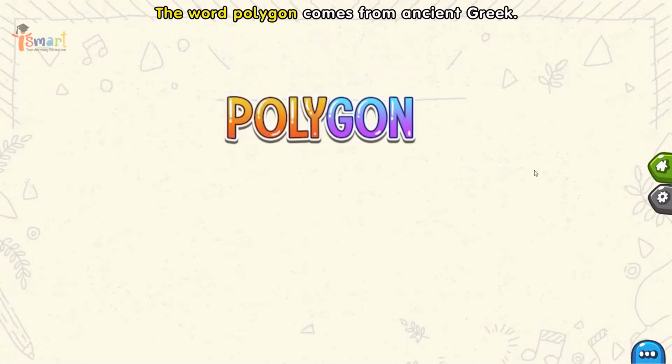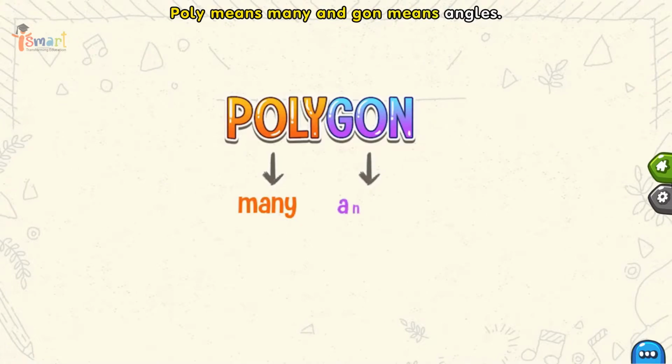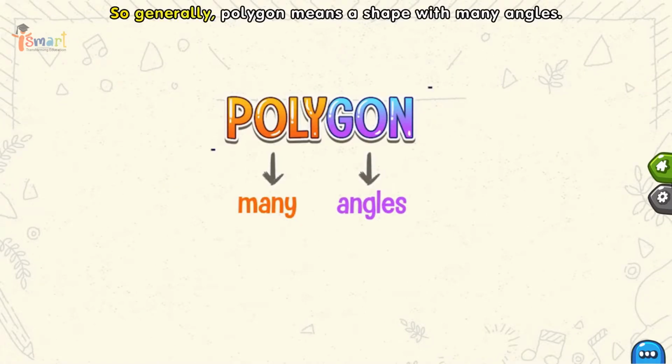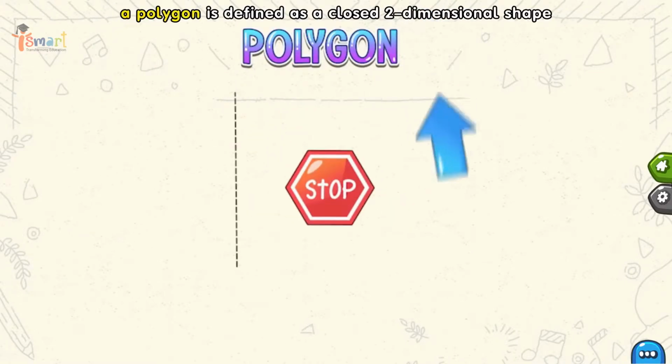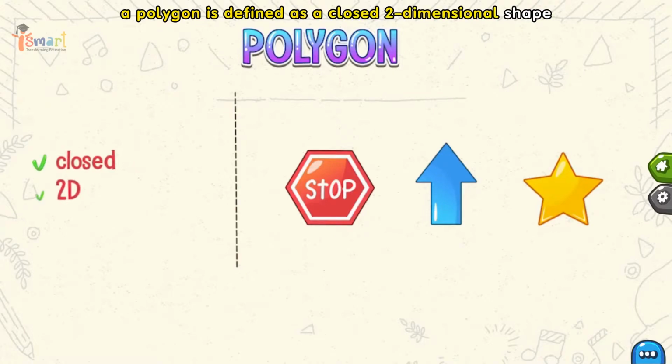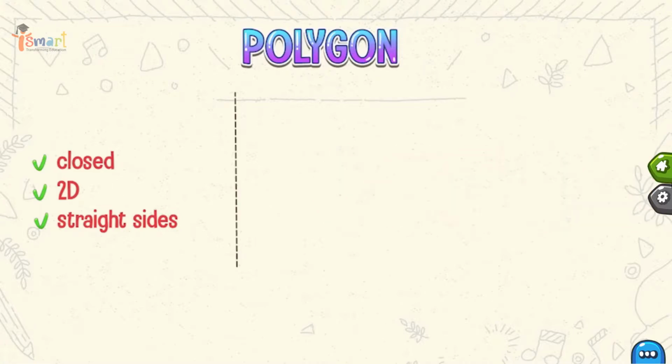The word polygon comes from ancient Greek. Poly means many, and gon means angles. So generally, polygon means a shape with many angles. In math, a polygon is defined as a closed two-dimensional shape formed by 3 or more straight line segments.